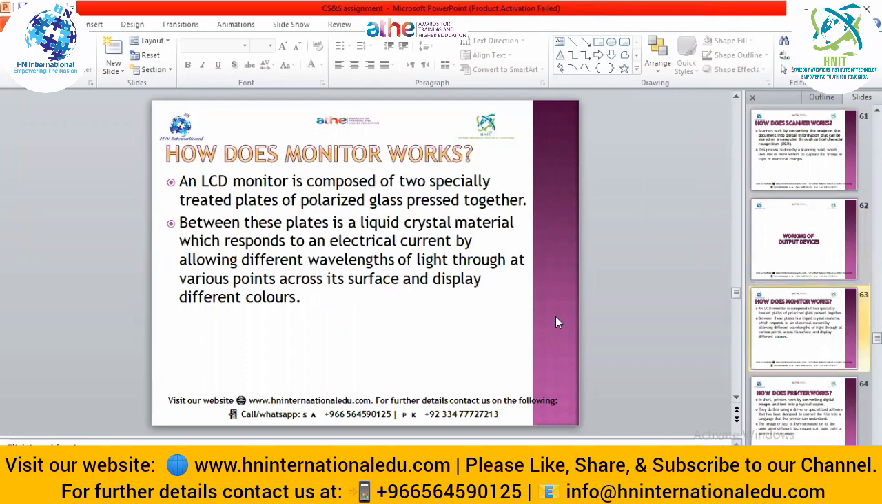Now output devices, monitors. An LCD monitor is composed of two specially treated plates of polarized glass, and there is a liquid crystal in between these two glass plates that is transparent. When electricity passes through that transparent liquid crystal, it becomes opaque and will not transmit the light, and different wavelengths of light fall on the crystals. By measuring the wavelength of the light, different types of colors can be displayed on the crystals. So different display colors can be displayed at different points.